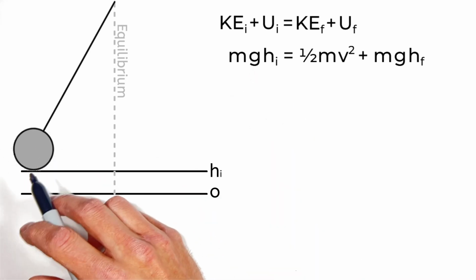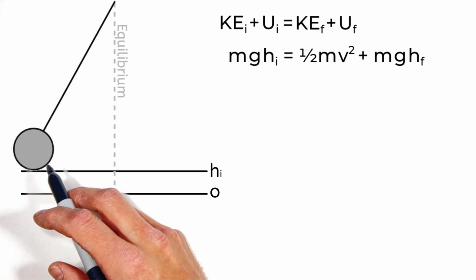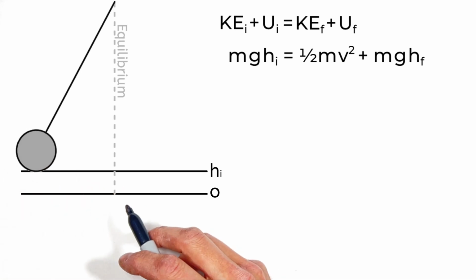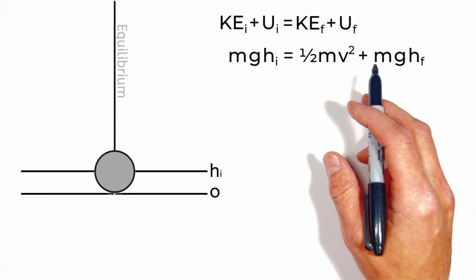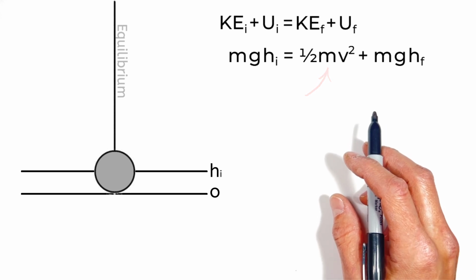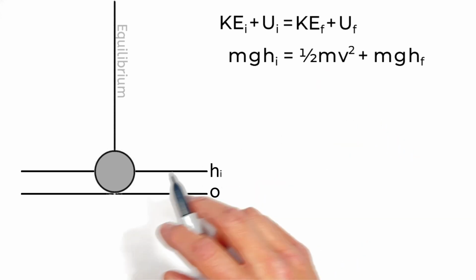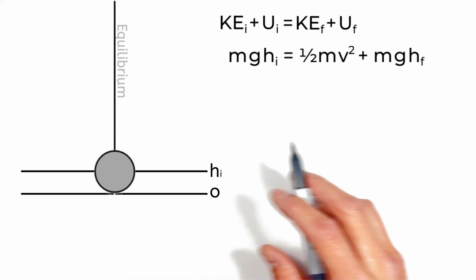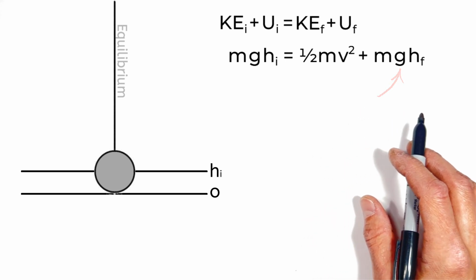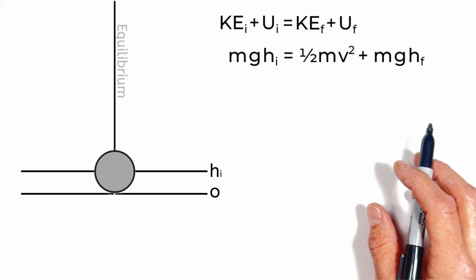Now the pendulum bob isn't moving when we first let it go, so it has no kinetic energy. But as it swings downward, it's going to gain some kinetic energy. That's 1/2 mv squared for kinetic energy. And it's also going to have some final potential energy. So we're going to say that's mgh final. This little f is for final.